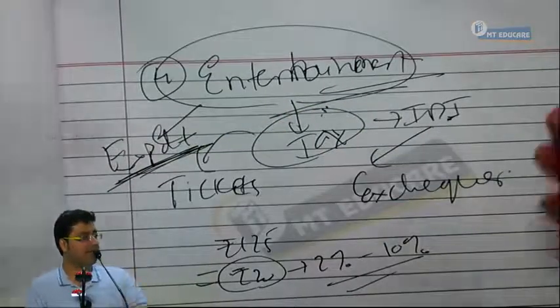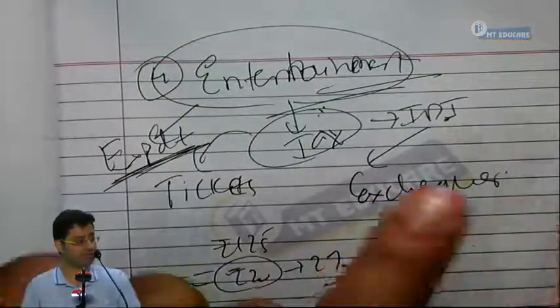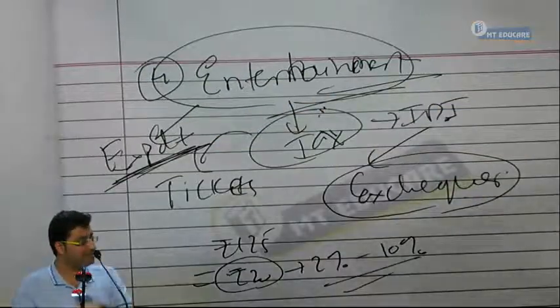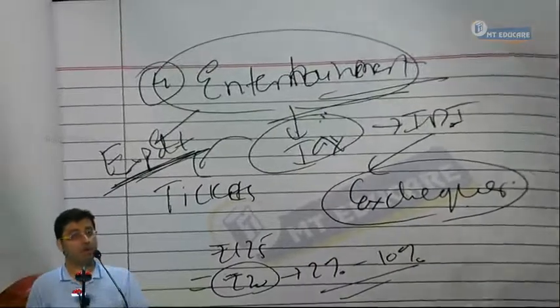So the auditor has to verify that the entertainment tax is printed on the ticket, and afterwards it is charged to the person, and it is also deposited to the government. The cinema owner can't pocket the entertainment tax, he has to pay it to the government treasury. It needs to be verified by an auditor.